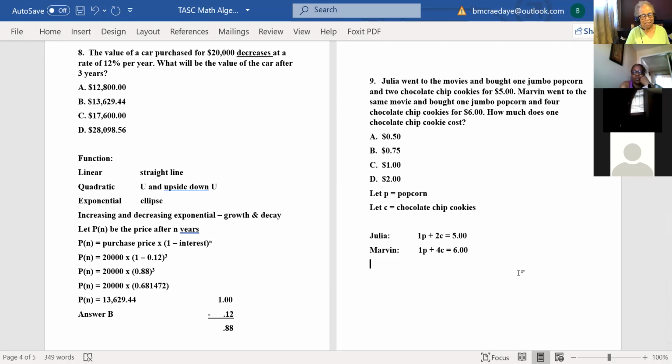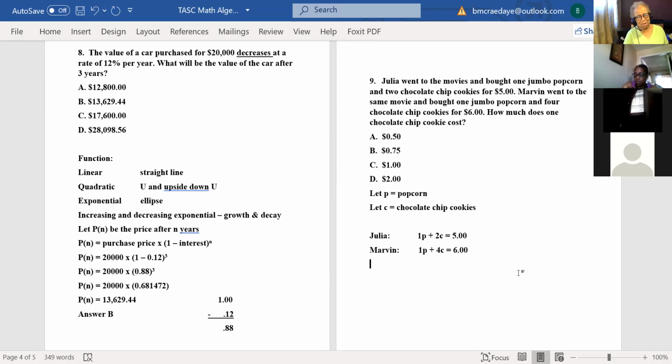Okay, Marvin and Julia. 1P for Marvin, 1P for Julia, so that's 2P. Plus you add the chocolate chip cookies: 2 for Julia, 4 for Marvin. So that's 6C. Equal 5. 5 plus 6 is 11.